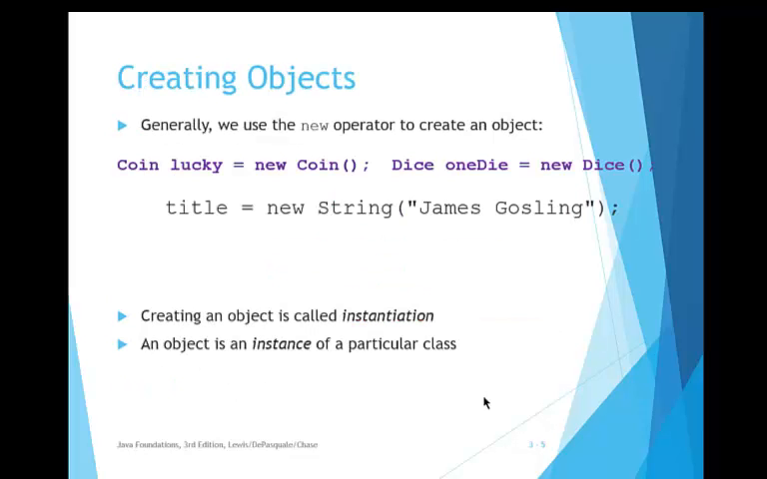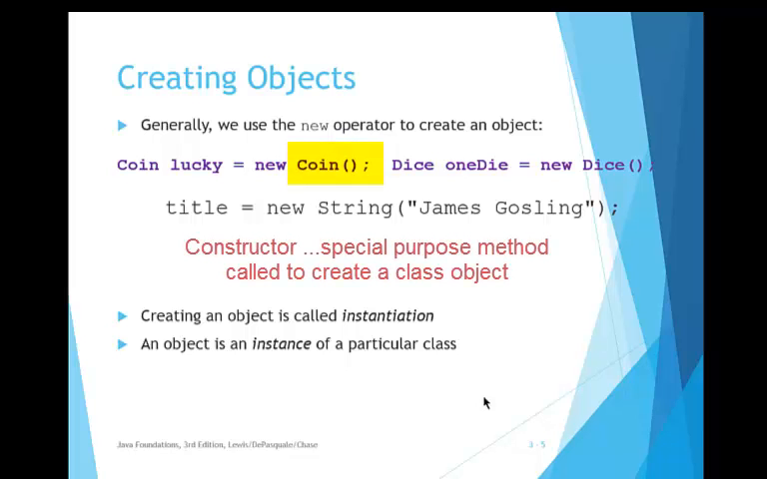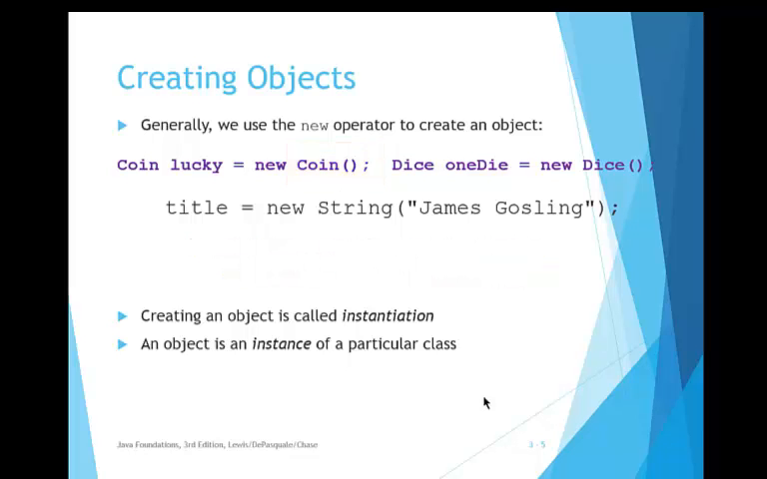So here's how we create the actual object. We need to use the new operator and a special purpose method called a constructor. And this is called instantiating an object. Here we see Coin lucky, the equal sign, the operator new, and then the word Coin again with parentheses behind it. That second Coin with parentheses is a call to the special purpose constructor method that we will write the code for to create the class object.